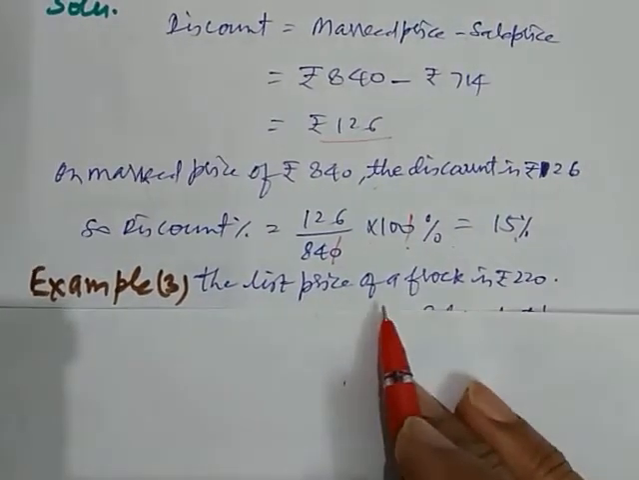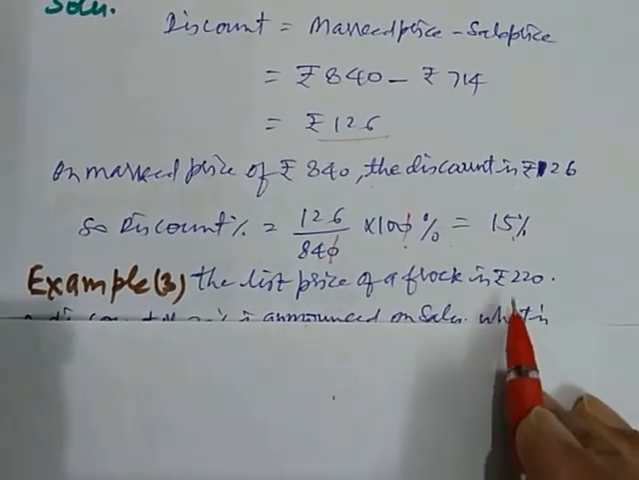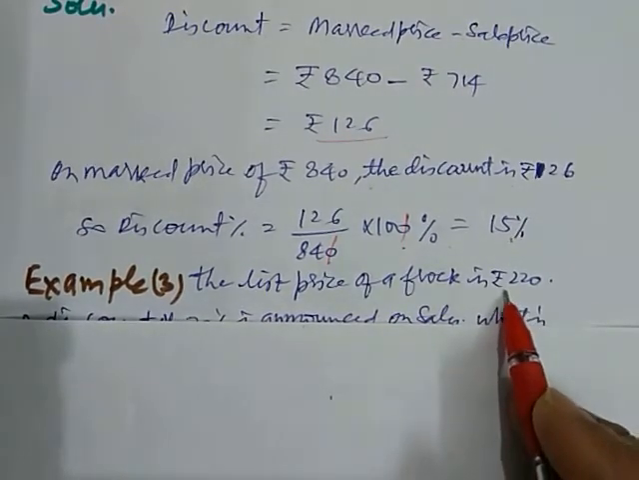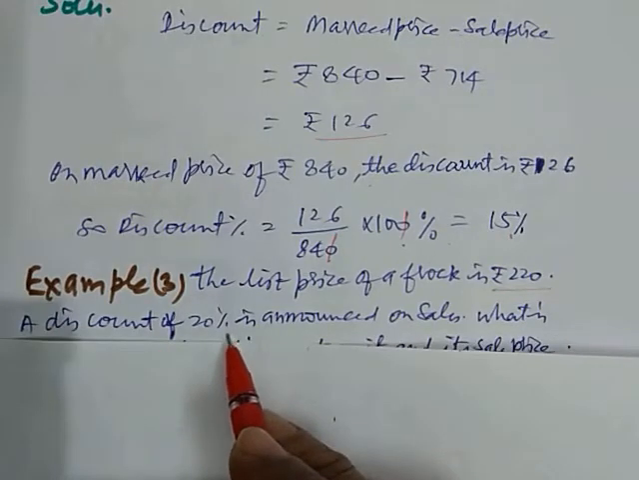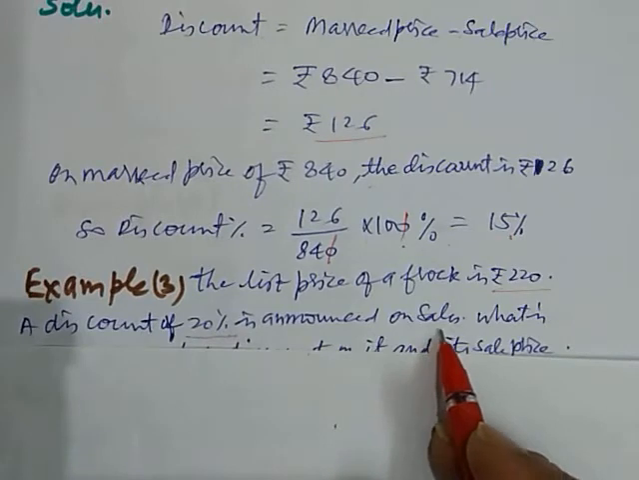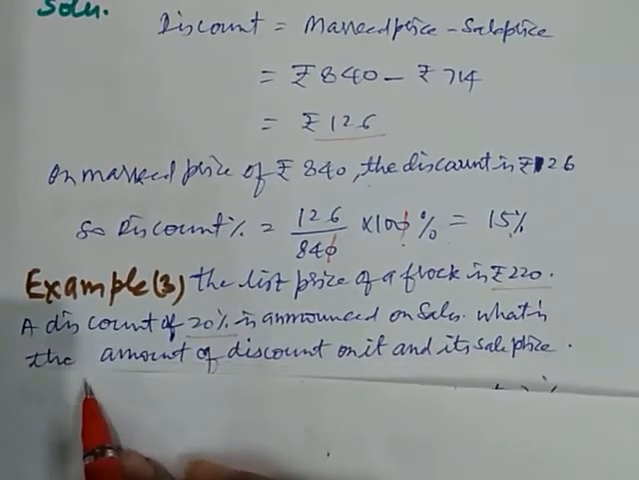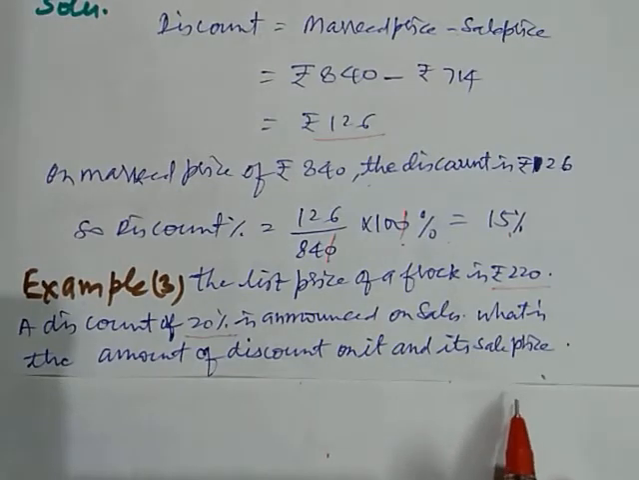The list price of a frock is 220. A discount of 20% is announced. This is the percentage discount on sales. What is the amount of discount on it and its sale price?